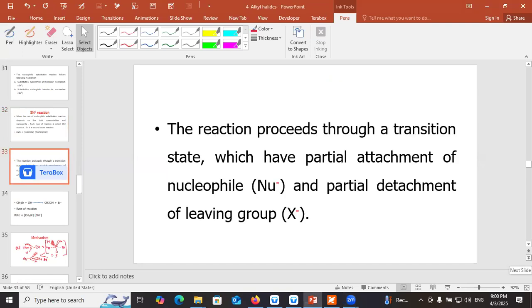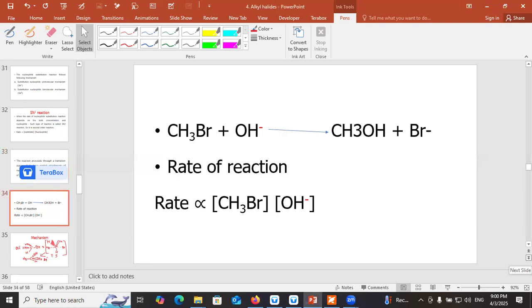The reaction proceeds through a transition state which has a partial attachment of the nucleophile and partial detachment of the leaving group. For example, methyl bromide reacts with hydroxyl group to give methanol plus bromide. Rate of reaction is proportional to methyl bromide and hydroxyl group.